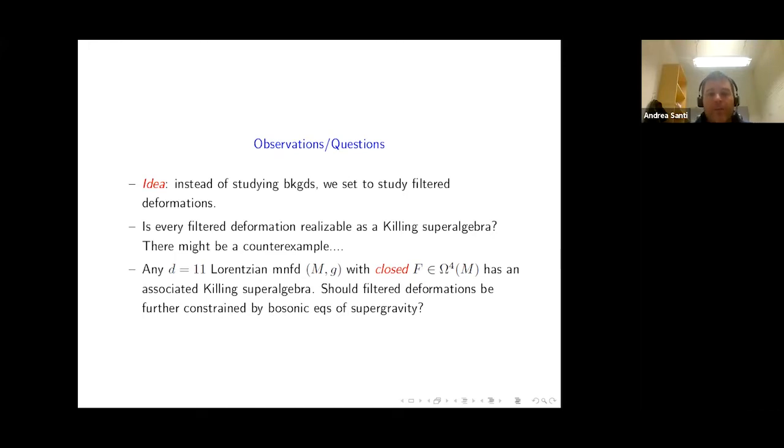So the other question is, should filtered deformations be further constrained by the supergravity equations? If that's the case, in a sense, the road that we are taking loses a bit of power because one has to enforce the Einstein and Maxwell equations as well. But we will see next time that this is not the case.